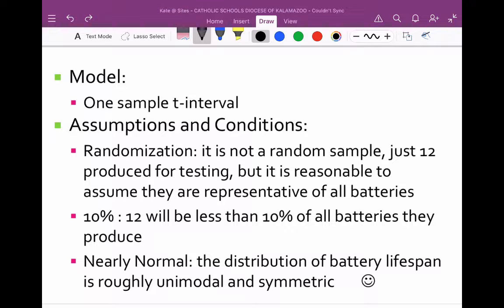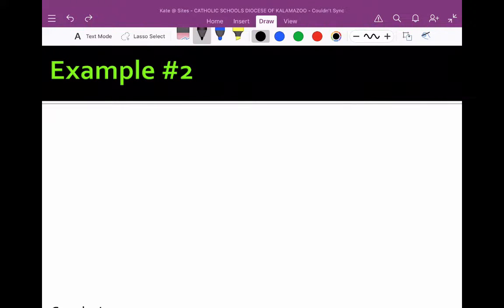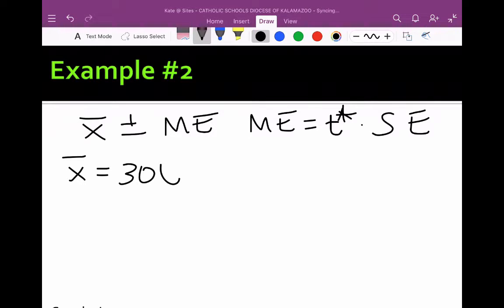Once we have checked our assumptions and conditions, we can then go on and actually create the interval. Our interval is going to be our sample mean plus or minus our margin of error, where again our margin of error is equal to our critical value, which is now t asterisk because we're using the student's t model, times our standard error. The first thing I need to do is calculate the mean of all of those batteries. So I would add them all together and divide by 12. So I find out that my mean ends up being 306.25.